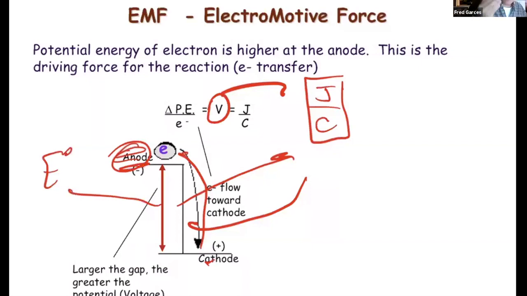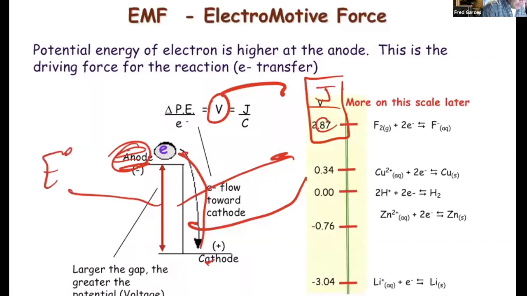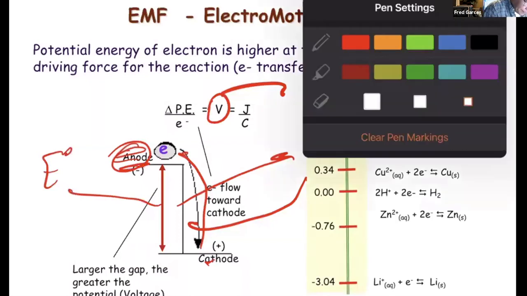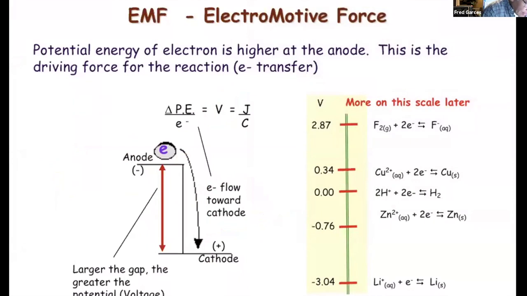And how do you know the magnitude? Well, you look up the chemical formula of the species that are in play, and you look up their E0 value, okay? So here's the scale. And notice I put the most positive potential on top and the most negative potential on the bottom. The most negative potential, these are all reduction reactions.